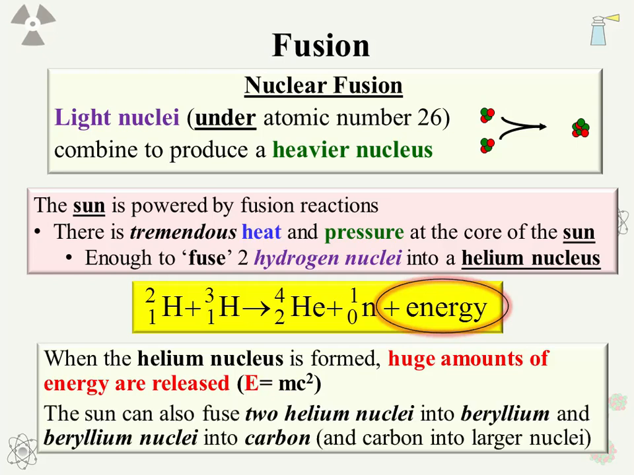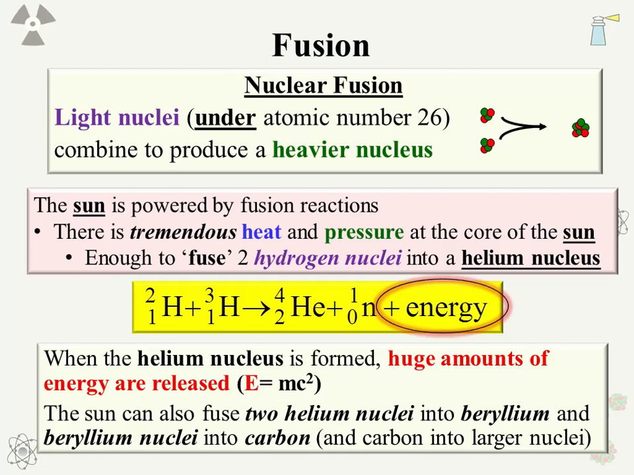The sun burns through the lower atomic mass atoms before converting the higher mass atoms to even larger atoms. This can go all the way to iron. After that, there's no energy gained from combining nuclei. The sun will have run out of fuel.